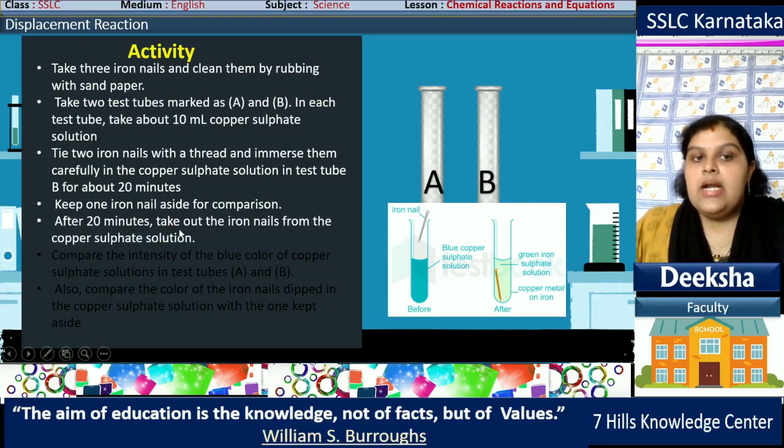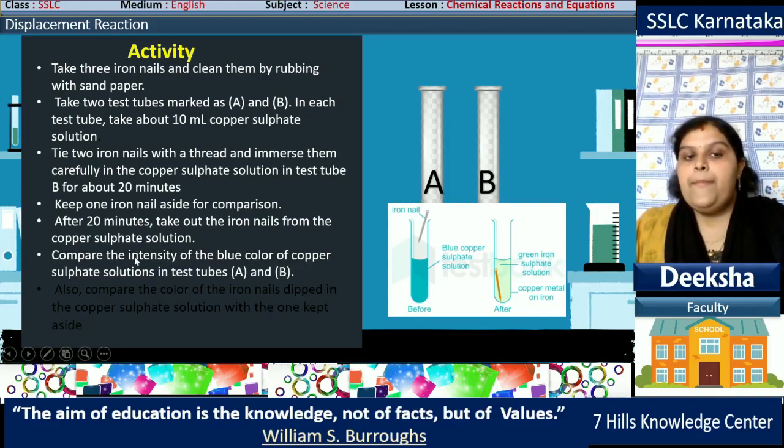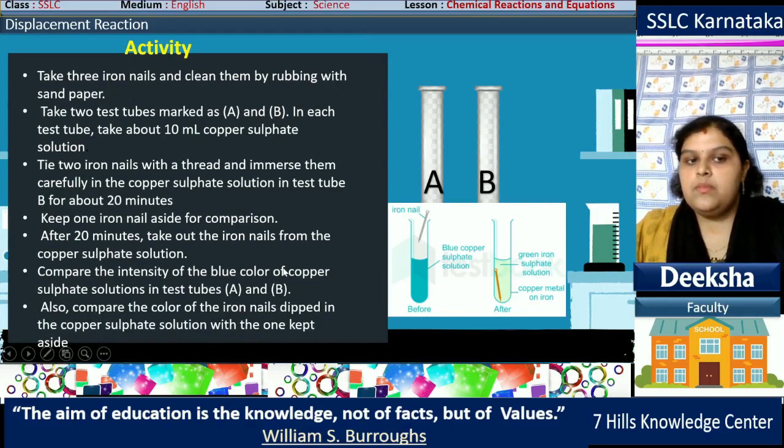After 20 minutes, take out the iron nails from the copper sulfate solution. We tied a thread, right? So we have to pull the thread and see what is the color of it. Compare the intensity of the blue color of copper sulfate solutions in test tube A and B. This is before and this is after. See, you see the change of color, blue copper sulfate solution. This has become green iron sulfate solution. This was copper before and later it has become iron, right?